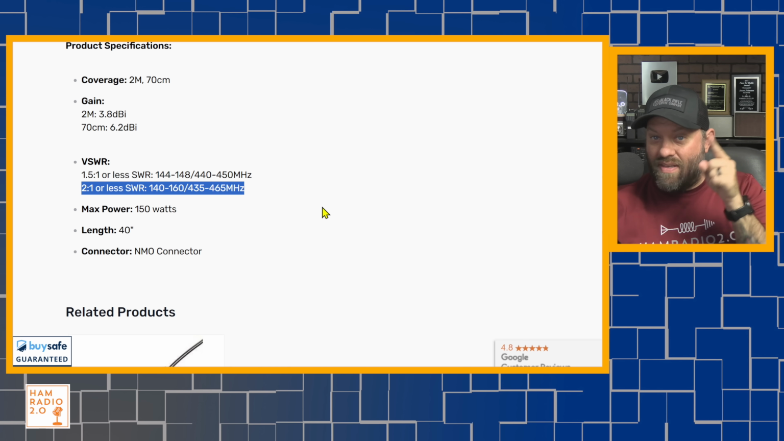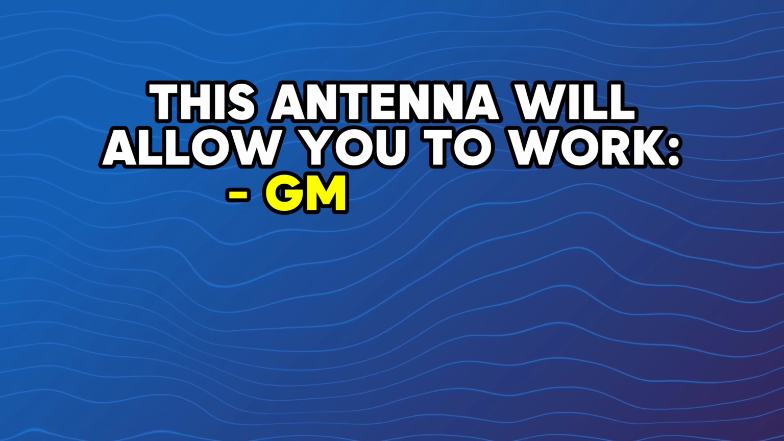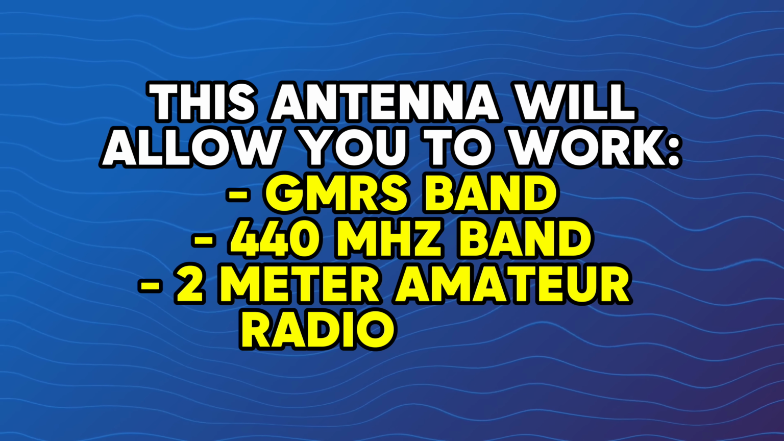So basically what this means, and I have used this antenna. I don't currently have it on my pickup truck, but I have used it before. This antenna will allow you to work both the GMRS band, the 440 megahertz band, and the 2 meter amateur radio band.